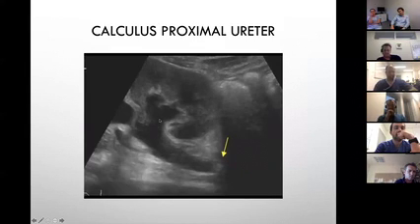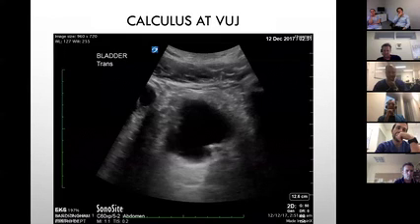You've got your pelvis and you've got a proximal ureter, and you can have some stones in the proximal ureter too. It's not very good, because the kidney is kind of finishing off and you've got bowel loops coming in with all the shadows. That echogenic structure is one of the proximal stones. Or you could see some stones in the VUJ.